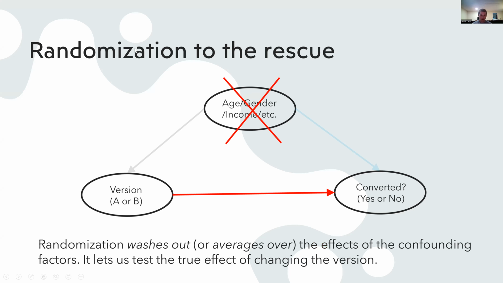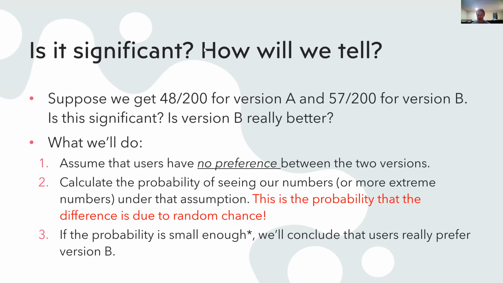Okay. So then the next thing is, how will we tell if the difference is significant? If we go back to our two versions of the button, let's say we did the experiment and we found that 48 out of 200 people clicked the button with version A, and 57 out of 200 clicked it with version B. So version B did better, but is it significant? Is version B really better? Is this gap between 48 and 57 big enough to conclude that in the long term, we're going to get more clicks if we go with version B? So that's where the statistics comes in.